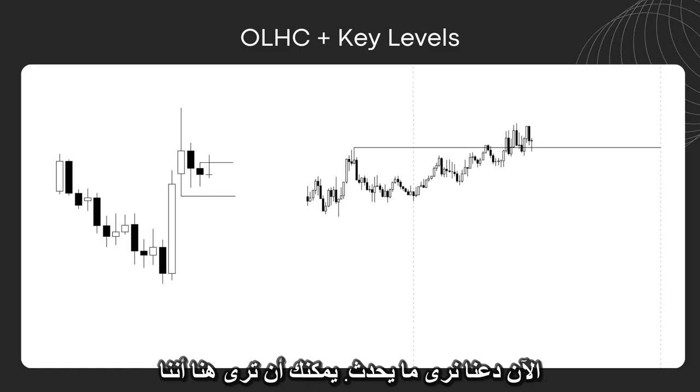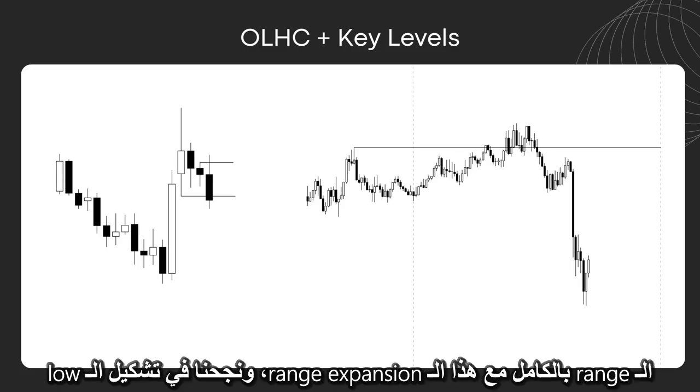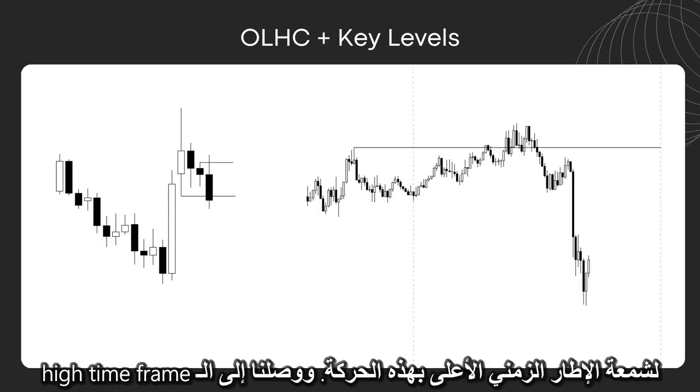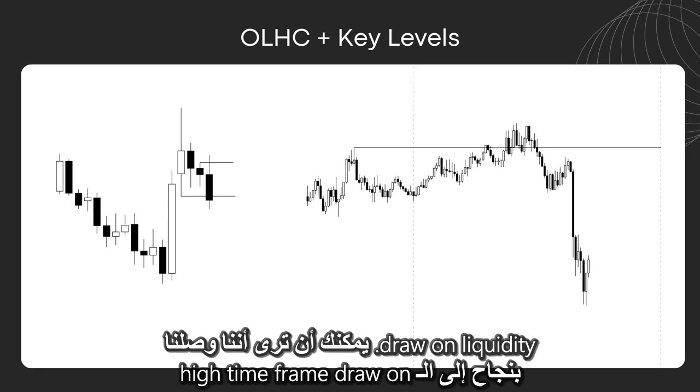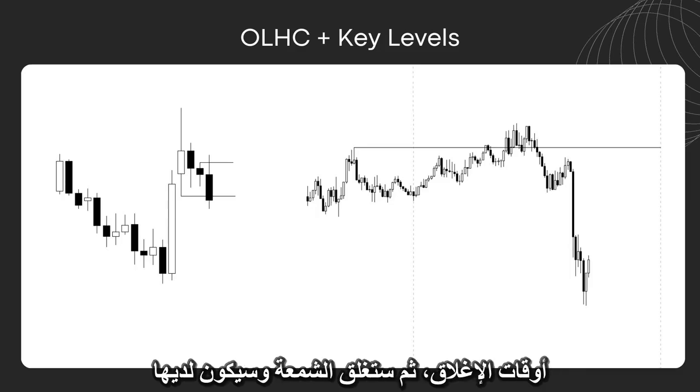Now let's see what happens. You can see right here we neutralize the liquidity by distributing and expanding lower, and we rebalance the whole range with this range expansion, and we successfully formed the low of the higher time frame candle with this move, and we reached the higher time frame down liquidity. Now you can see we've successfully reached the higher time frame down liquidity. So now we're going to expect price to retrace a bit till the closing times, and then the candle is going to close and it's going to have a reset.